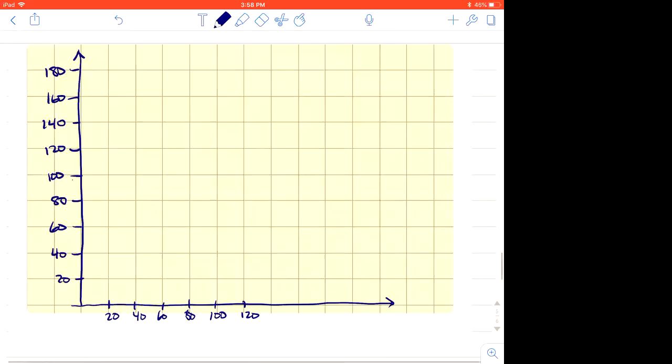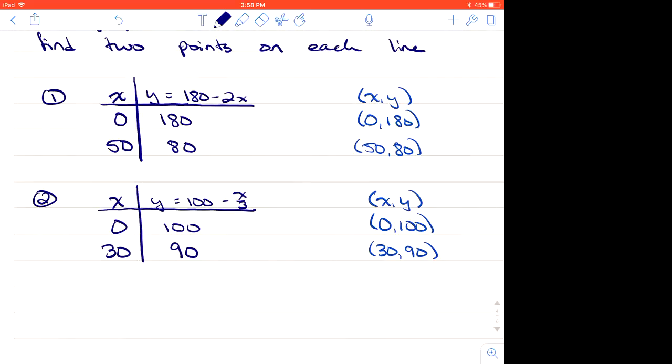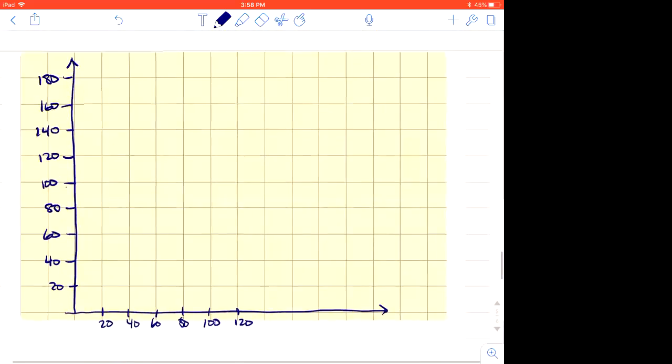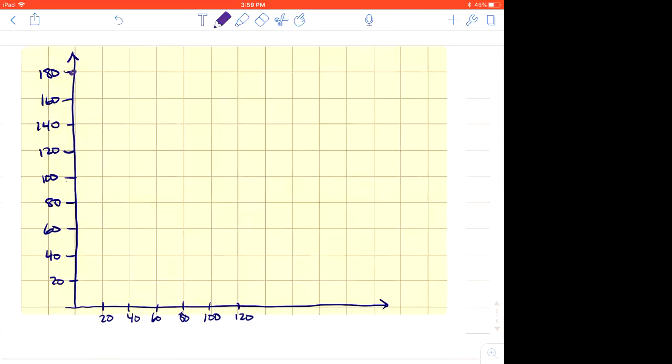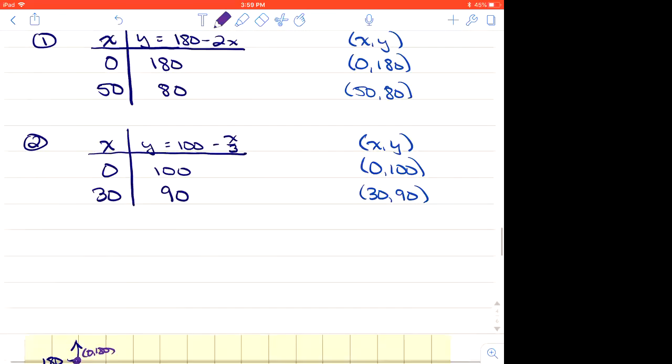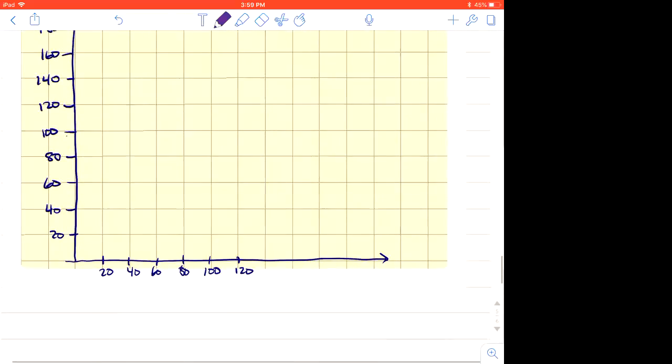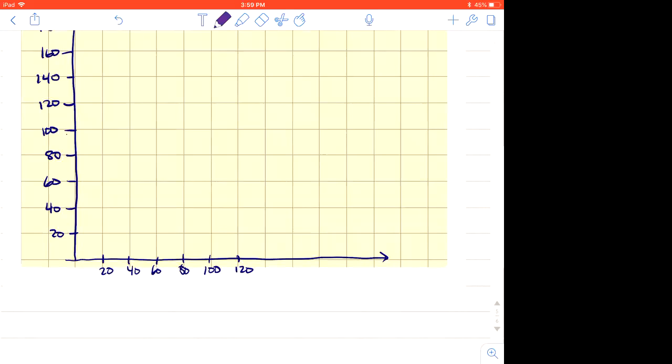Okay, so let's plot these points. For line number 1, we start at 0, 180. I'll do a different color here. 0, 180. And then I think we said 50 and 80? So 50 is going to be somewhere between 40 and 60, somewhere halfway. Right, so here we have 50, 80.